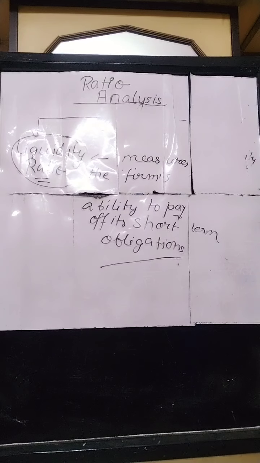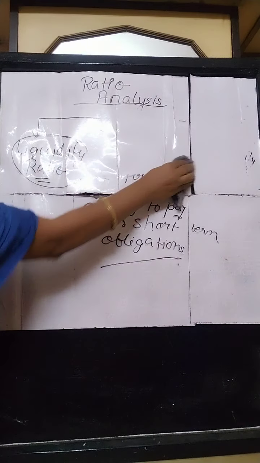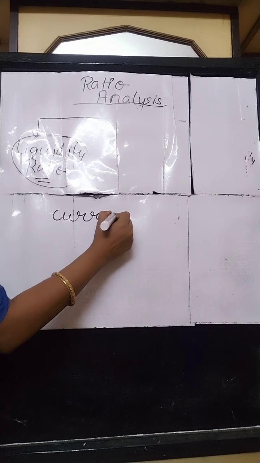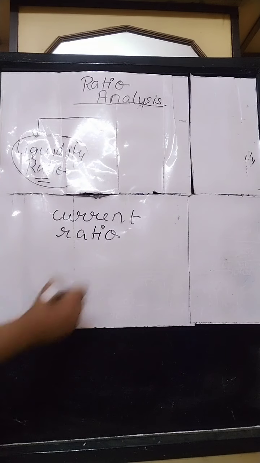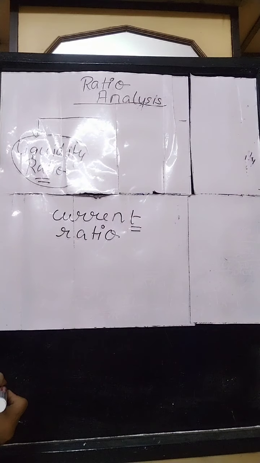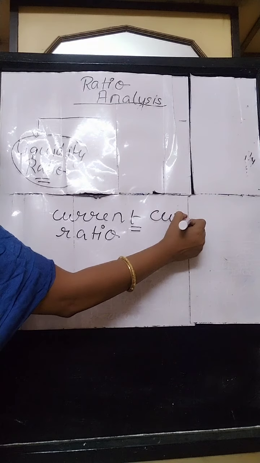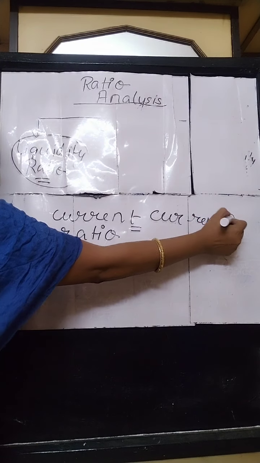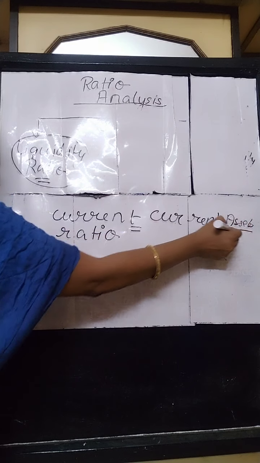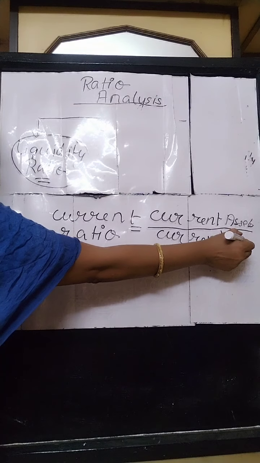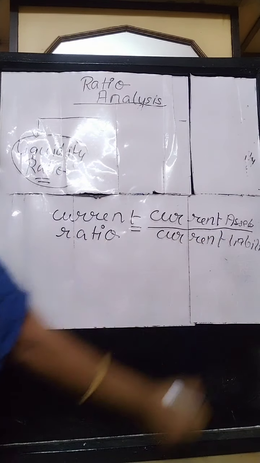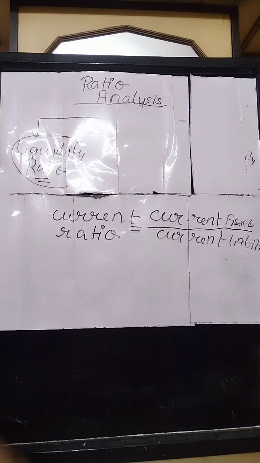There are different types of liquidity ratio, but the most important liquidity ratio is current ratio. Current ratio is termed as the most important liquidity ratio. Why? Because current ratio is the ratio which expresses the relationship of a firm's current assets and current liabilities. So current assets by current liabilities.